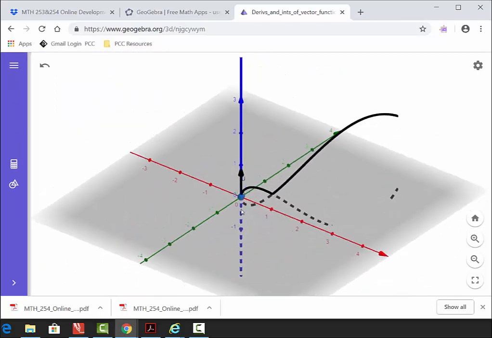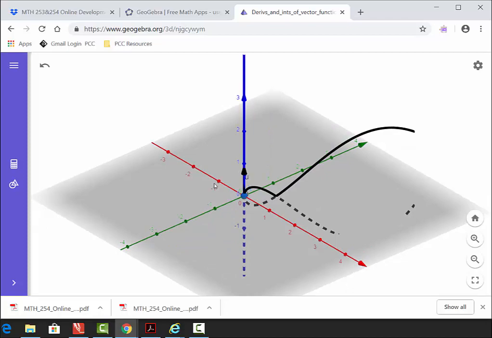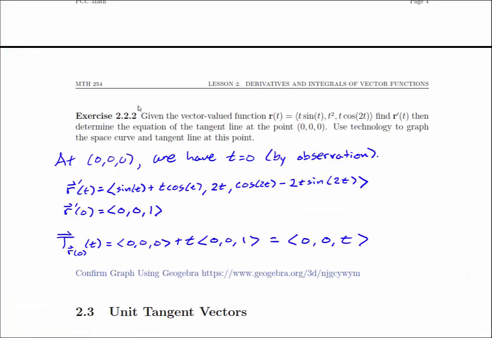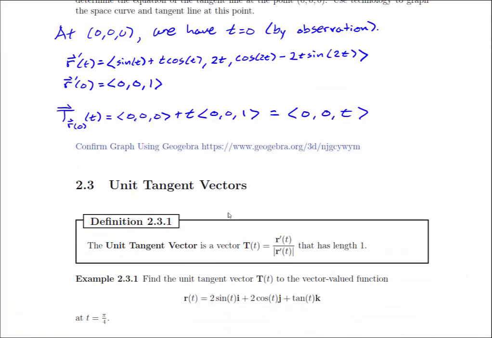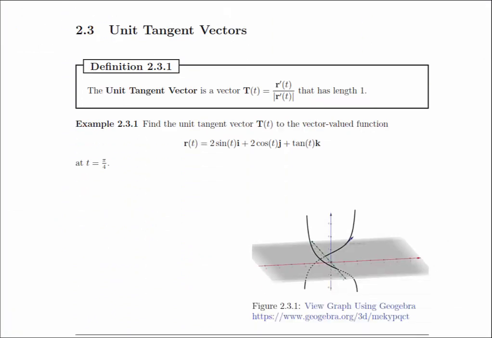And so here's our space curve at the point 0, 0, 0. We see that we actually have vertical movement. So it's just that vertical line that is the equation of our tangent line in this case. All right. And we get to move on to unit tangent vectors.